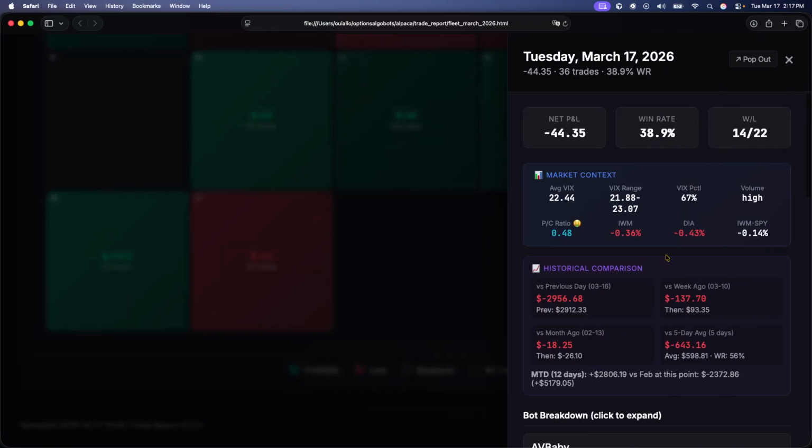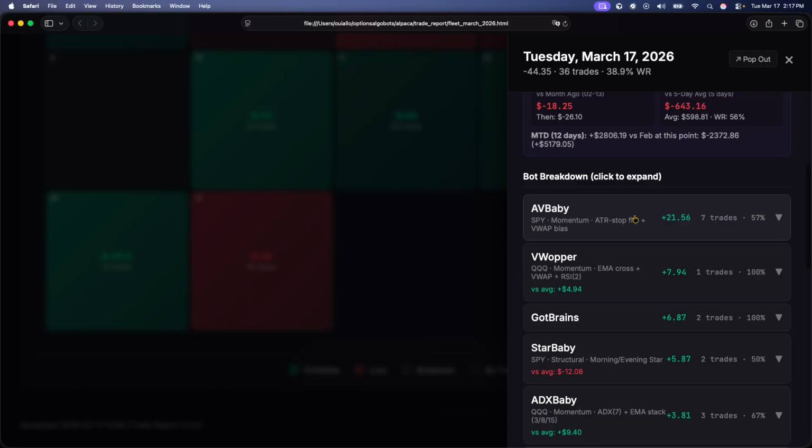Today, again, the market has just been kind of oscillating, right? We had VIX averaging about 22.44. So there's some bots that don't trade this. There's other bots that do, but on average about 22.44. It was a bit of a losing day. We're down. Win rate is at 38%, less than the 50. We took 22 trades, and out of those 22, we won 14. So let's see who won the trades.